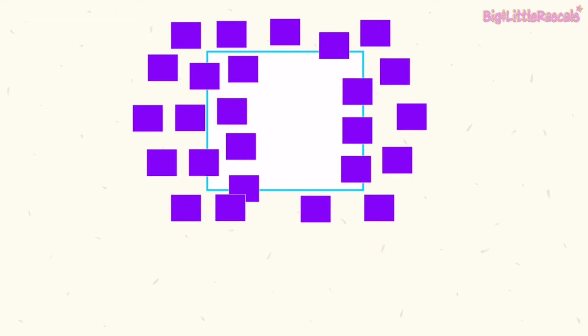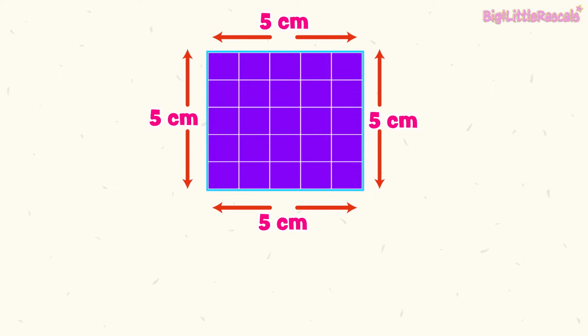Now, the big square shape is broken into small squares inside it. As we know here, each side's length of this big square is 5 cm long, and each small square inside represents 1 cm long.